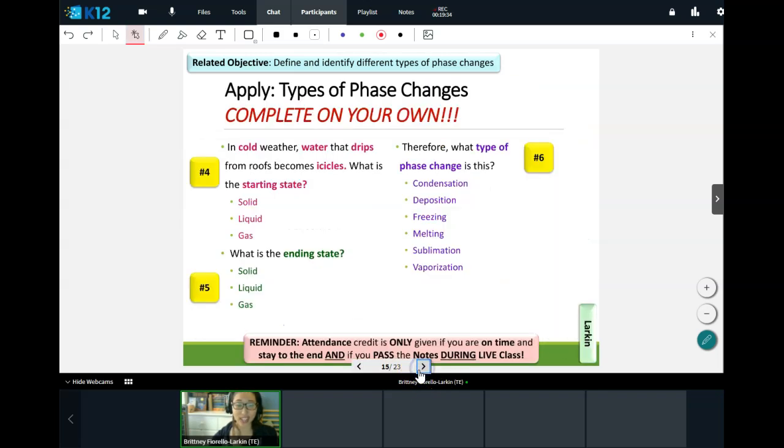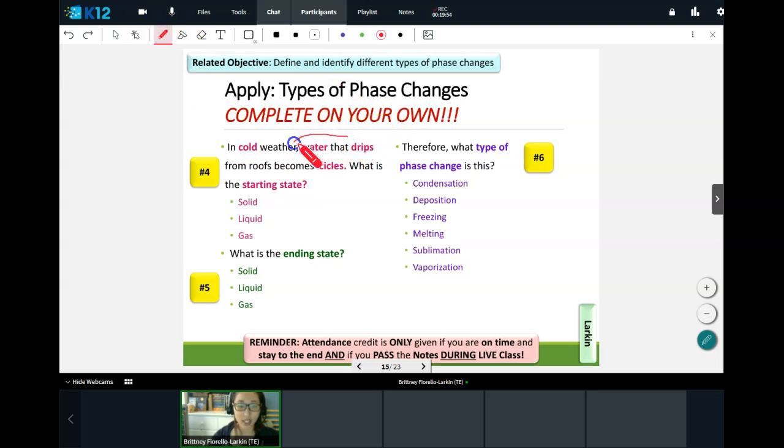Beautiful. All right, everyone. Let's go ahead and work on 4, 5, and 6 together. These ones are all complete on your own, so please do not put answers in the chat, but I will be in the Q&A chat to help. So let's start off with number 4 together. In cold weather, water that drips from roofs becomes icicles. What is the starting state? Do not put answers in the main chat.